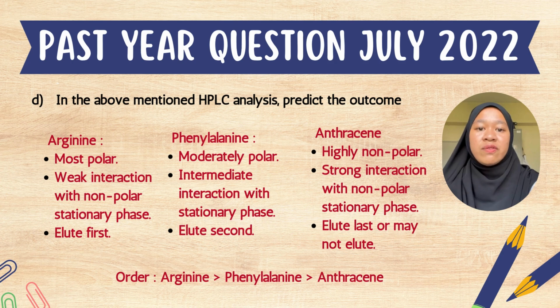For the order of elution, the first one will be arginine, which is most polar. The second one is phenylalanine, moderately polar, and the last one is atrazine, non-polar, which might not elute.